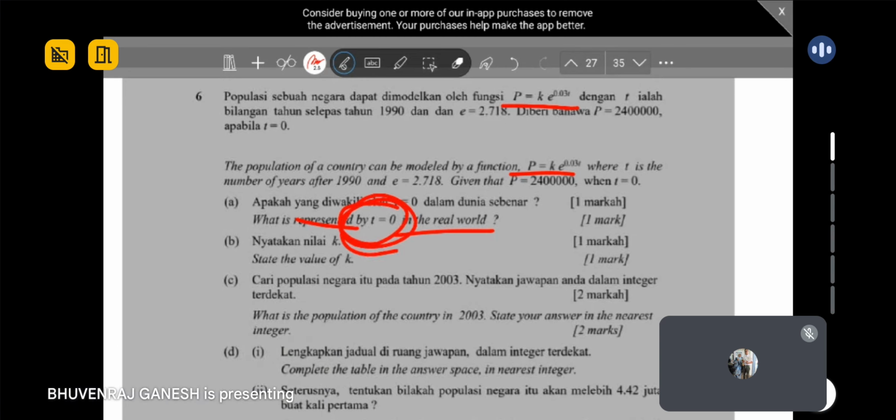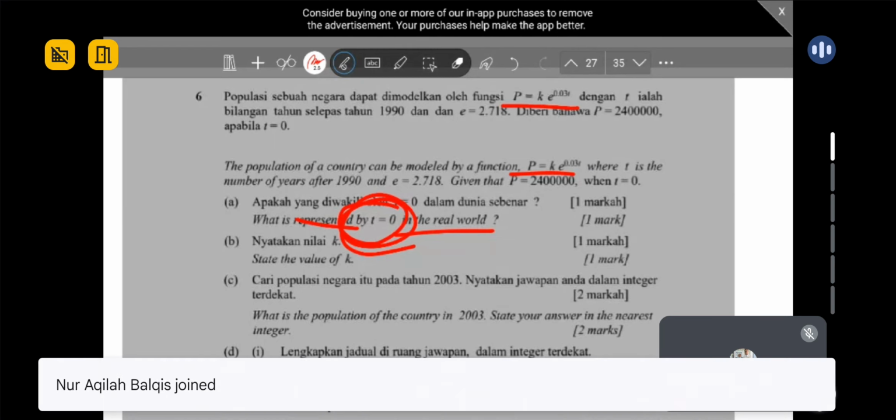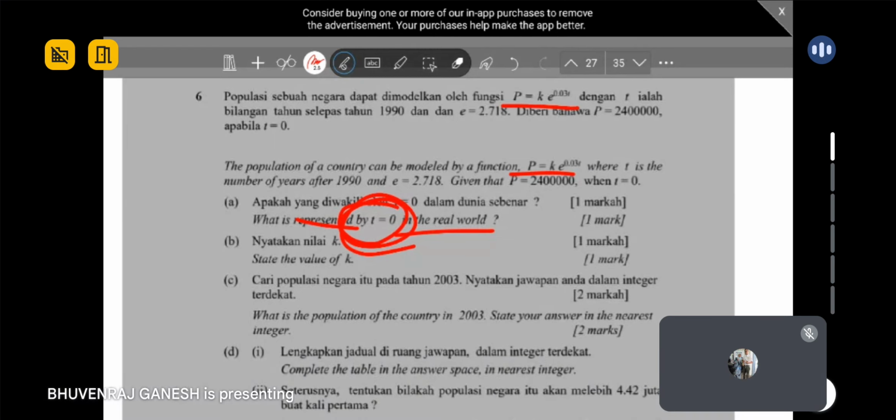Mereka cakap T sama dengan kosong. So you must be very specific in your answer. In words, you must give your answer in words, dalam perkataan. Tempoh masa tidak boleh. Soalan, jawapan macam tu tak boleh.